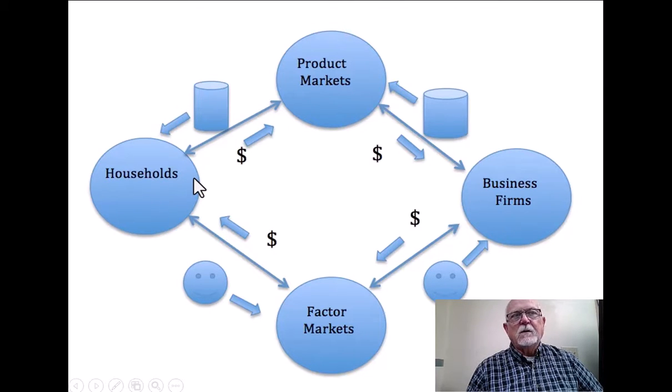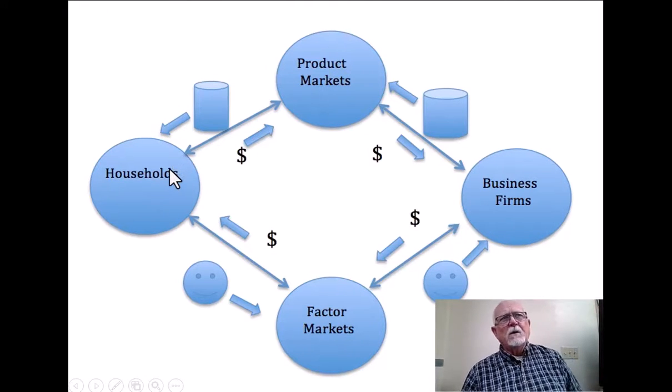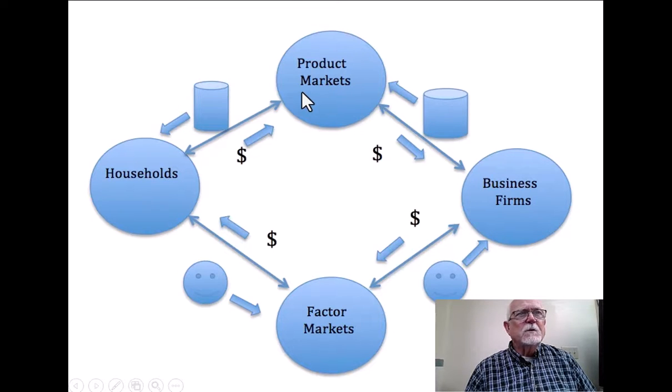Households, in an economy that uses money, which all modern ones do, let's just say the United States, bring their dollars. They decide how much they want to purchase of the products, and then those products flow to the households. That's the cylinder over here. So the dollars are flowing this way to the product market from households and then on to business firms.